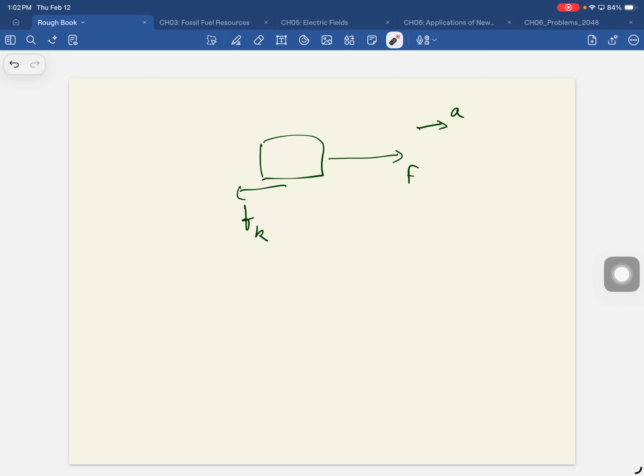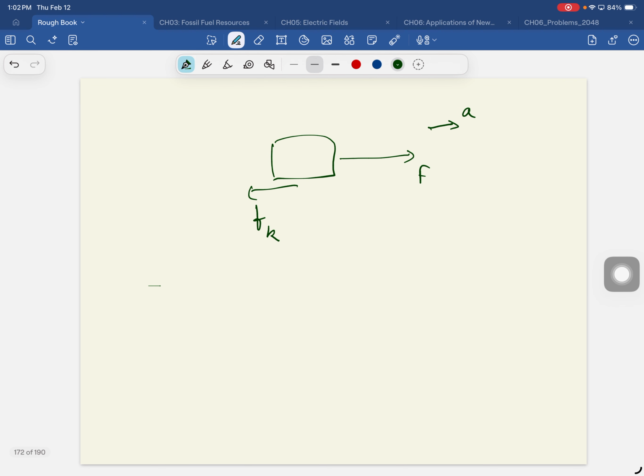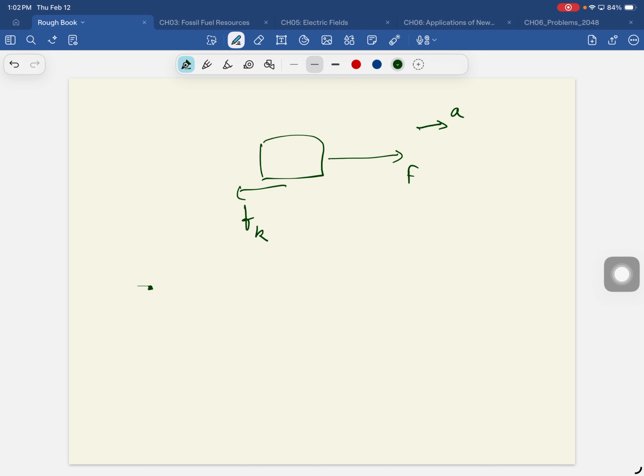Okay? So friction forces always act in the direction either of the tendency to move or in the direction opposite of the motion. Okay? Friction forces act in the opposite direction of motion.